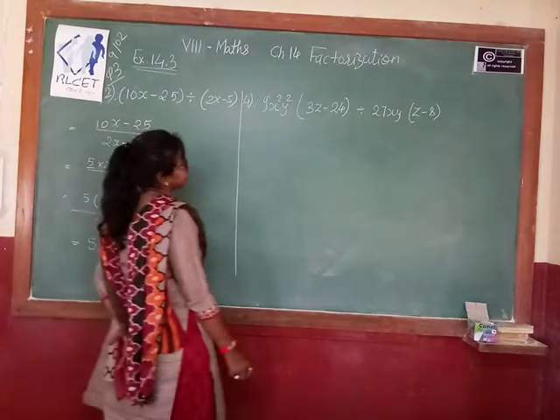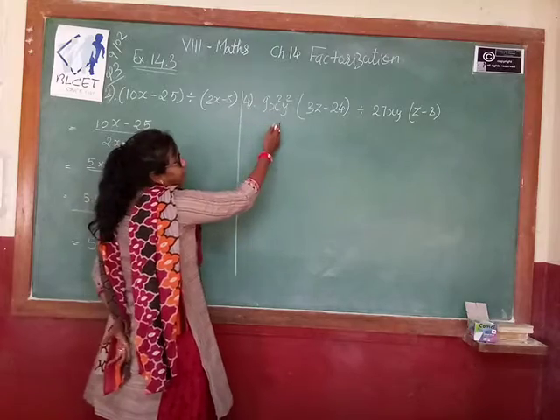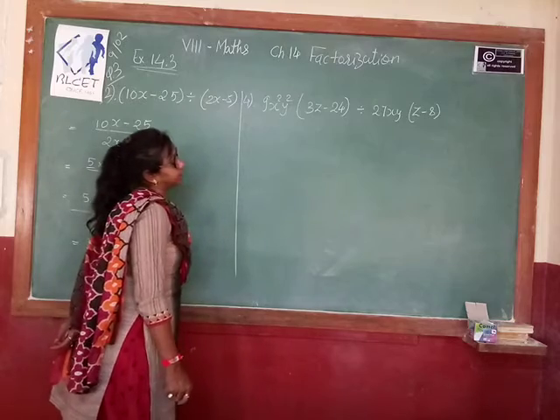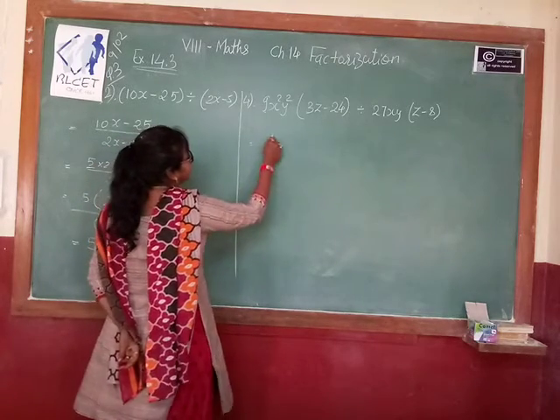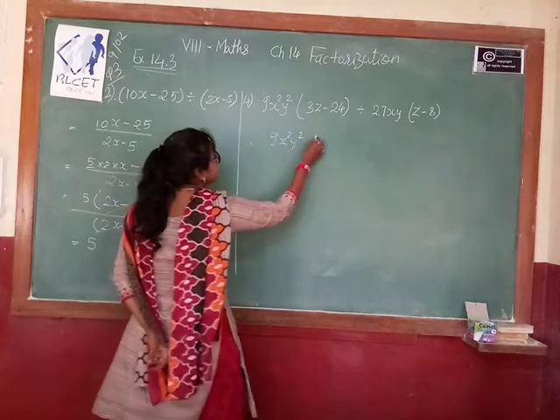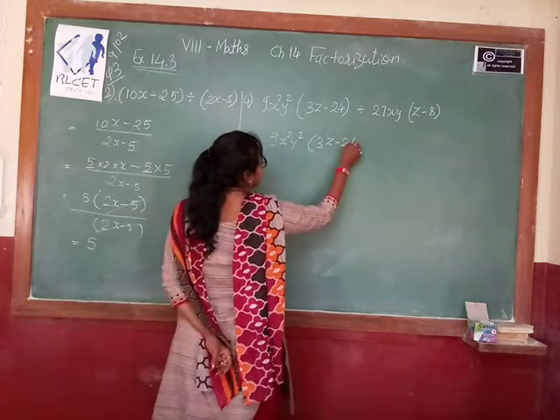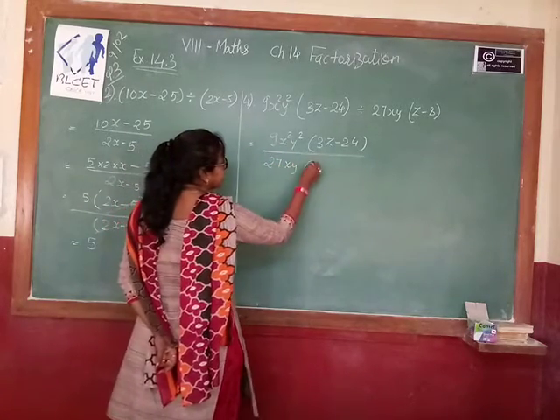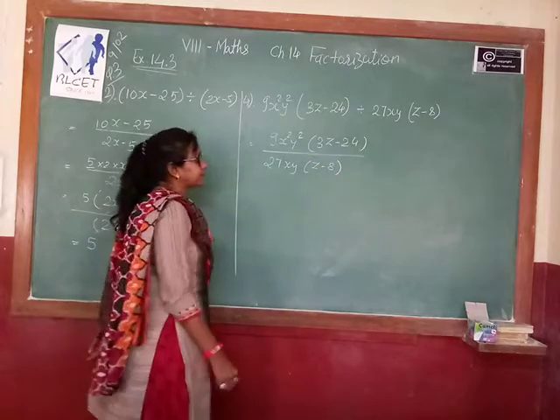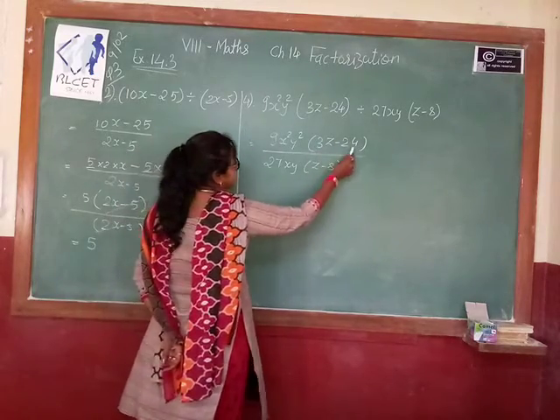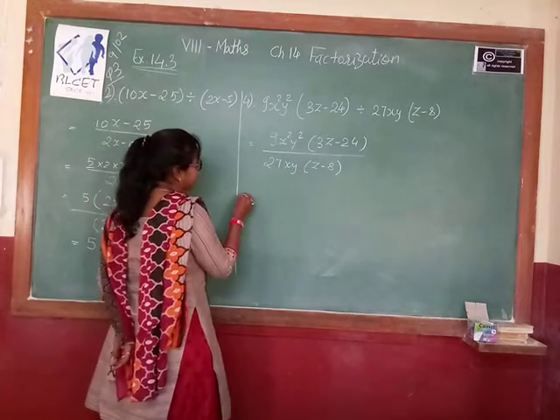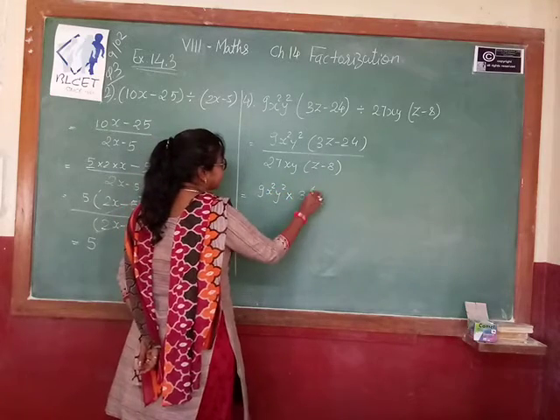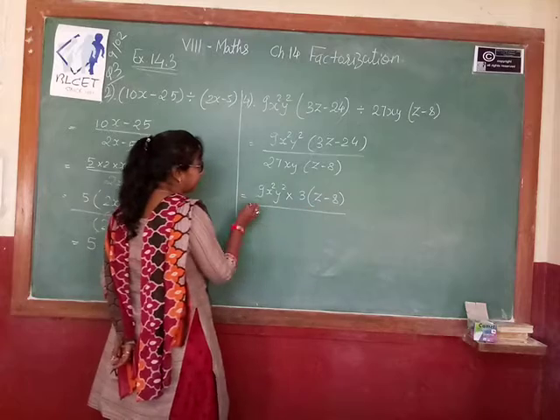Now see the next question. Fourth one, 9x square y square (3z minus 24) divided by 27xy (z minus 8). So let's see how to do this question. 9x square y square (3z minus 24) divided by 27xy (z minus 8). So we know that we can do the factorization of this term 3z minus 24. What is common? 3 is common. What is left? z minus 8. Divide by 27.